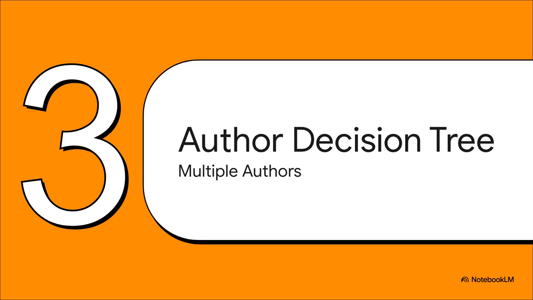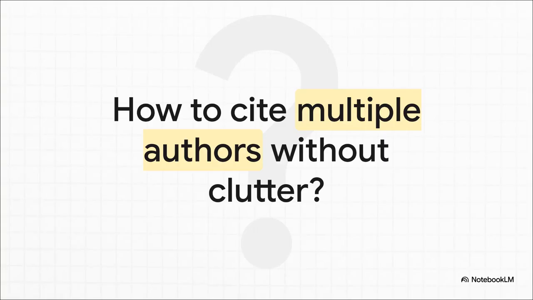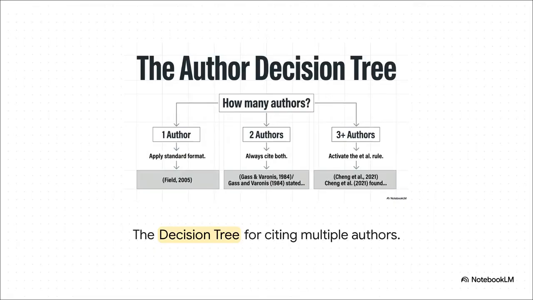Next up, Section 3, the author decision tree. But what happens when you've got a whole team of architects working on a single paper? It's a super common problem. How do we give rigorous credit to multiple authors without letting long, clunky lists of names completely clutter up our cleanly built arguments? Well, the 7th edition gives us a really straightforward fix called the author decision tree.